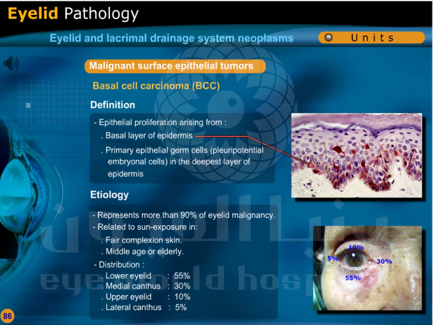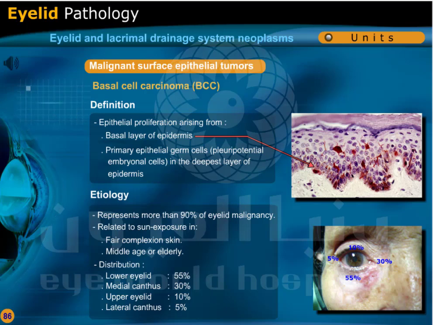Malignant surface epithelial tumors. Basal cell carcinoma. It is an epithelial proliferation arising from the basal layer of epidermis, primary epithelial germ cells, pluripotential embryonal cells in the deepest layer of epidermis. Basal cell carcinoma represents more than 90% of eyelid malignancy. It is related to sun exposure in fair complexion skin, in middle-aged or elderly people.